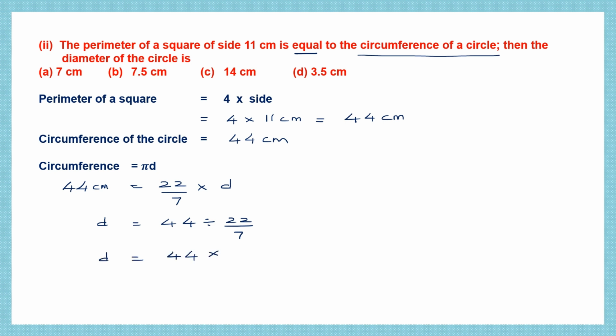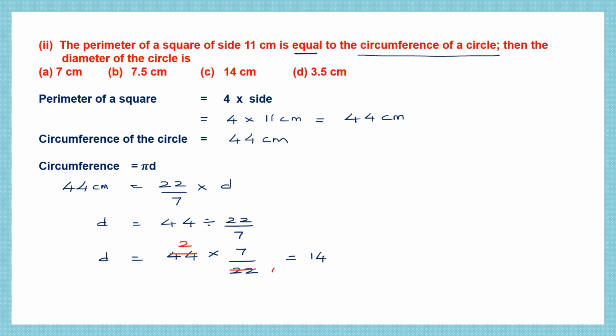Division changes to multiplication and we write the reciprocal, 7 by 22. Now let's cancel. We can cancel both by 22 itself. 22 ones are 22 and 22 twos are 44. Now let's multiply the numerators. 2 into 7 is 14.